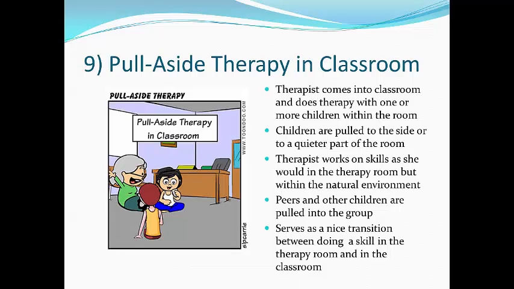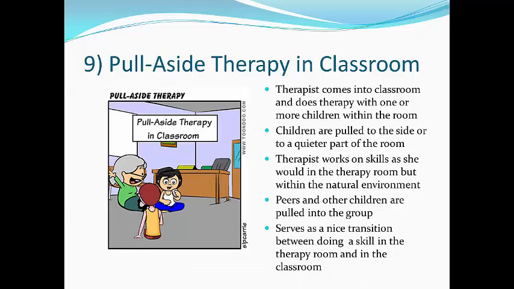You can also pull some peers in so that you have some peers to work with, peers being typically developing children or children who are not on IEPs. And this is going to serve as a nice transition between doing the skill in the therapy room and doing the skill in the classroom. So maybe you have a kiddo who is working on learning to use his words when he wants something instead of taking toys away. So you get a peer and you say, okay, this is what we're going to do. And when he does this, I want you to do this. When he does this, I want you to do this. You kind of give him a heads up.